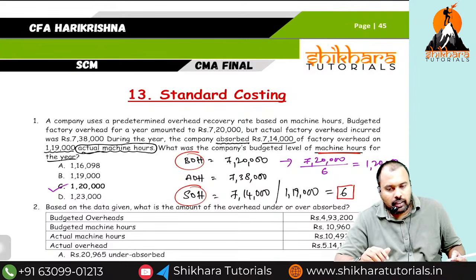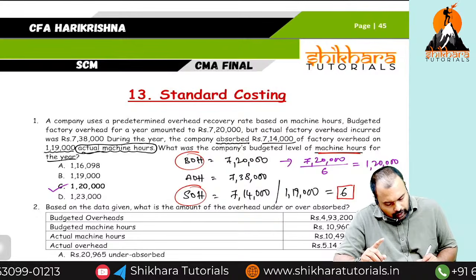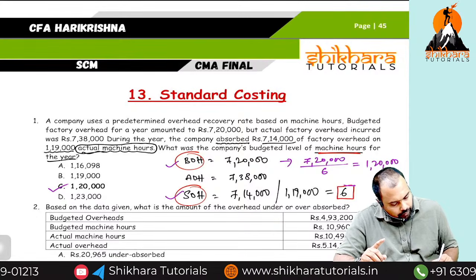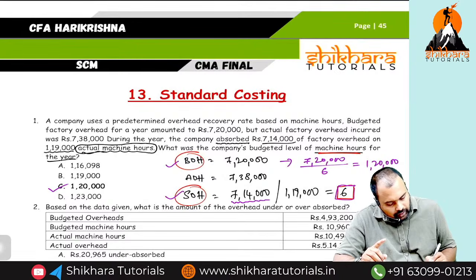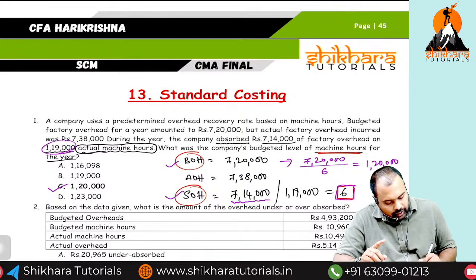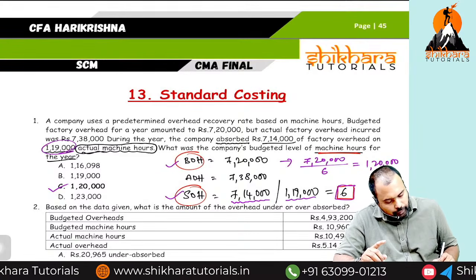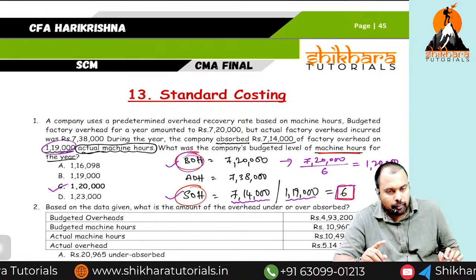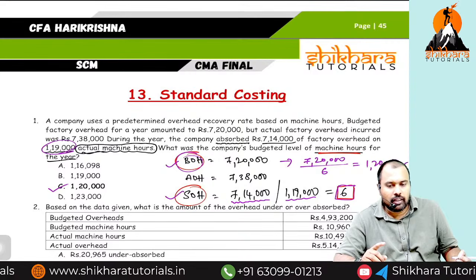So remember that for both budgeted overhead as well as actual overhead, the recovery rate will be the same. They given that how much we absorbed to the cost sheet, which is 7,14,000 based on actual hours, because SOH is always based on actuals, right? So based on actuals, it was 6 rupees. The same 6 rupees will be applicable for BOH also. So based on that, they're asking us how many budget hours we are budgeted for.